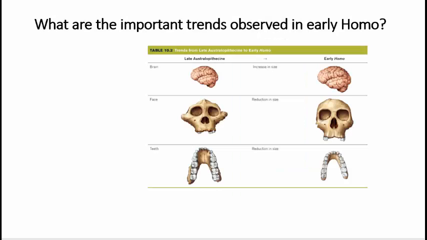What are the important trends observed in early Homo? The first important trend is increased brain size and greater intelligence. Second, the face, jaws, and teeth reduced in size, and the overall chewing complex became more gracile. Third, the use of tools and other technologies increased. The early Oldowan tools seen with Homo habilis were eventually replaced by the more sophisticated Acheulean tools of Homo erectus.